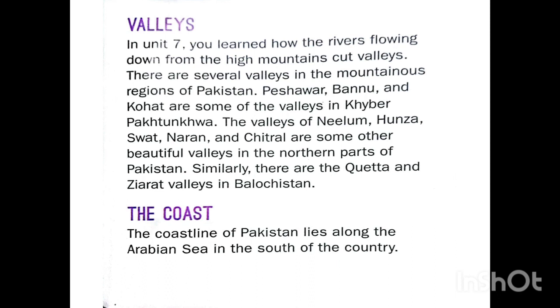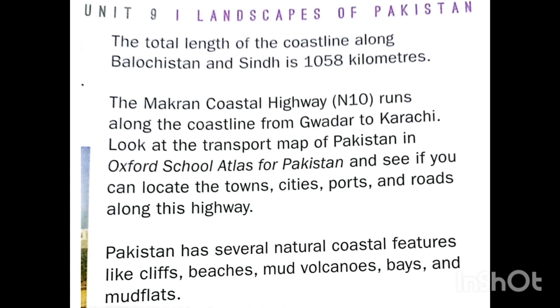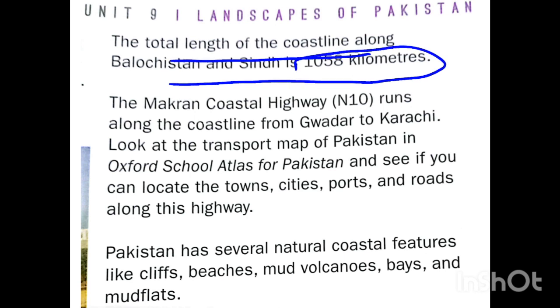The coastline of Pakistan lies along the Arabian Sea in the south of the country. The total length of the coastline along Balochistan and Sindh is 1058 kilometers. The Makran Coastal Highway N10 runs along the coastline from Gwadar to Karachi. Look at the transport map of Pakistan in Oxford School Atlas for Pakistan and see if you can locate the towns, cities, ports and roads along this highway.